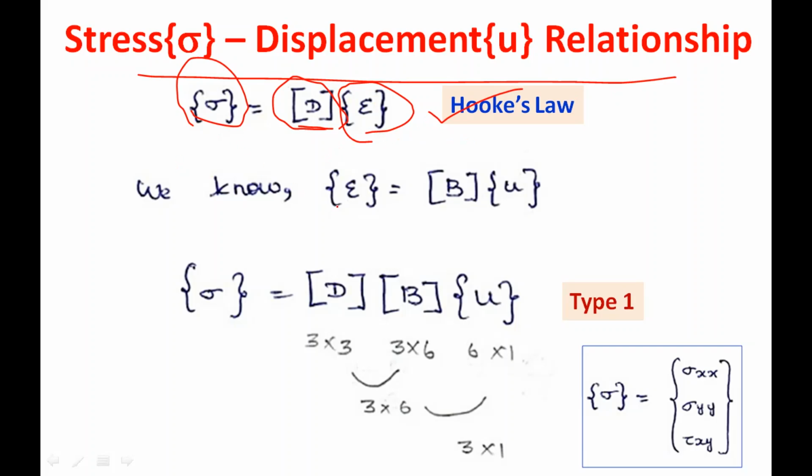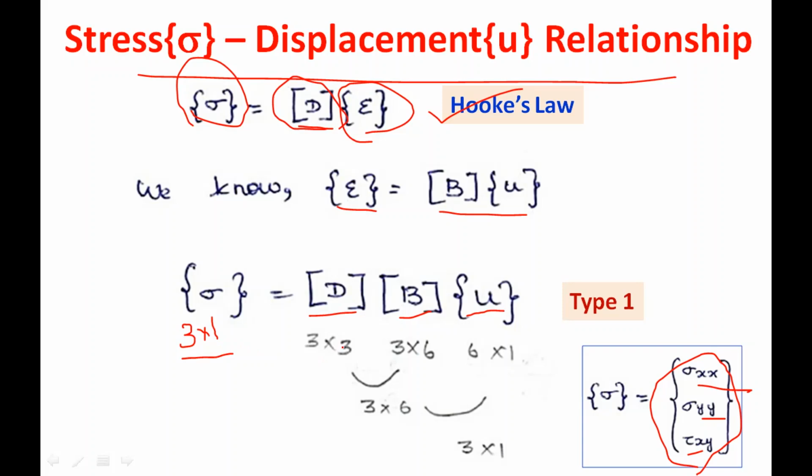two-dimensional. Now we derived epsilon is equal to the product of B and u. Now substitute that, and you will get the sigma matrix is equal to D multiplied by the B matrix multiplied by the u matrix. Now what is the size of the sigma? Sigma has three components, sigma x, sigma y and tau xy. So it is a 3 by 1 matrix. We have to find the three stress components for the two-dimensional problem or plane elasticity problems, right?